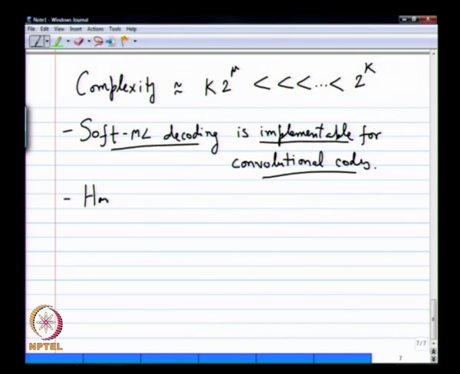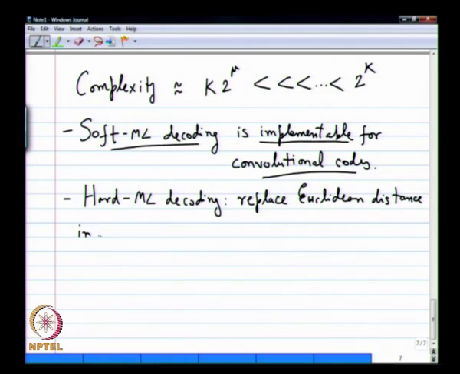So, for hard ML decoding, you have to simply replace Euclidean distance in the definition of the branch metric with Hamming distance. That is it.